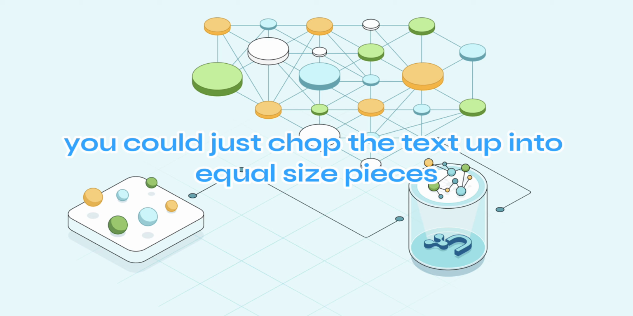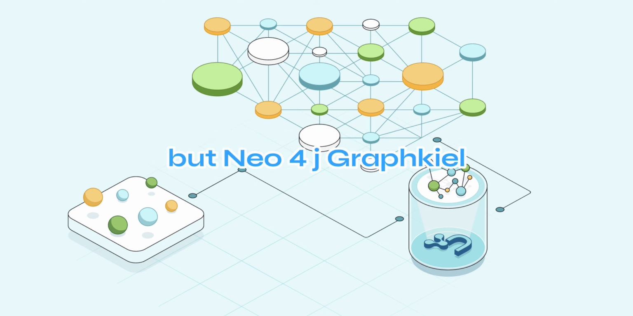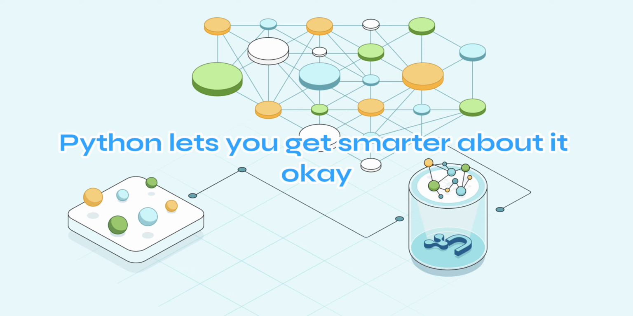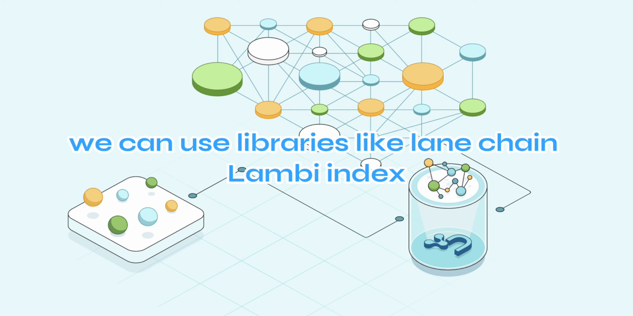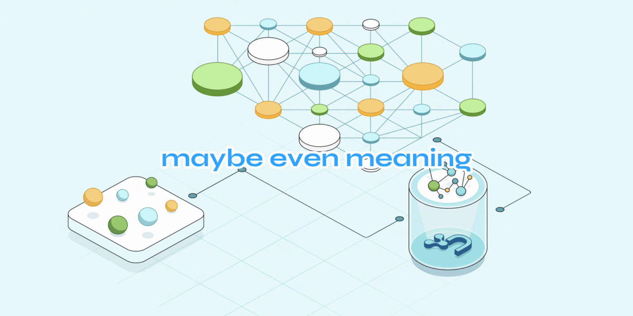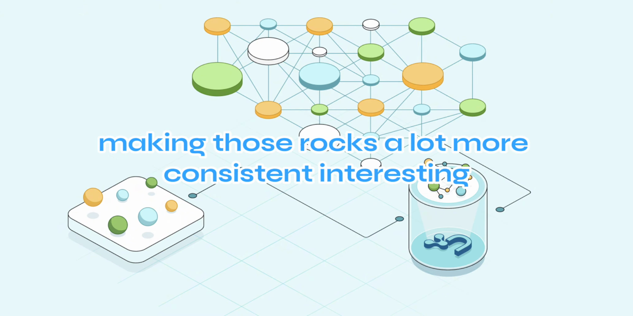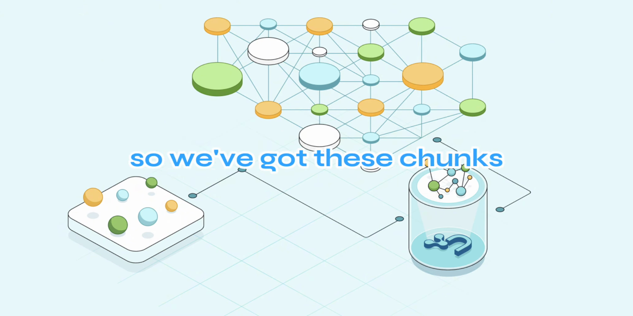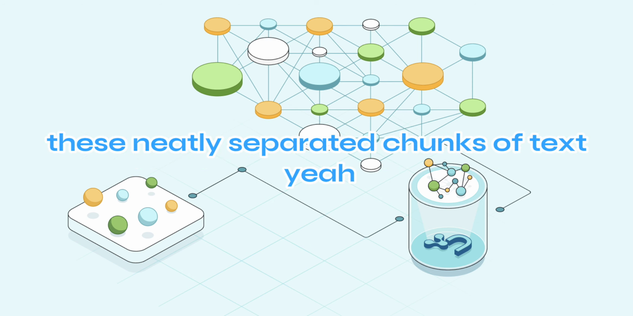You could just chop the text up into equal-sized pieces. Sure. But Neo4j GraphQL Python lets you get smarter about it. We can use libraries like LangChain and LlamaIndex, which might split based on the sentence structure, maybe even making those rocks a lot more consistent, much more usable. Okay, so we've got these neatly separated chunks of text.